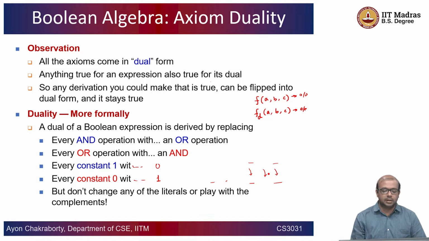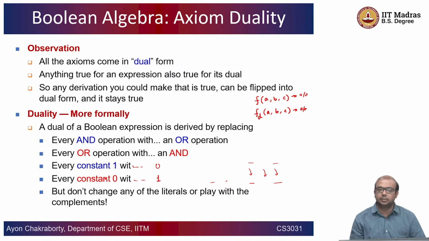For example, what do you do in creating a dual? This was like AND operations getting replaced by OR operations, and vice versa, OR operations getting replaced by AND operations. And wherever you have constants like 1 or 0, which is like logic high or logic low, this is going to be again flipped, right?